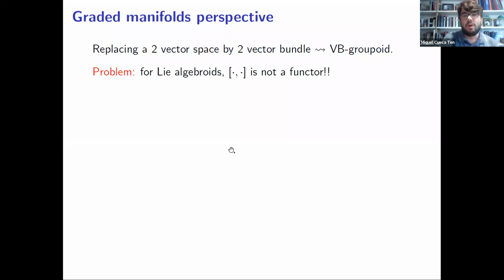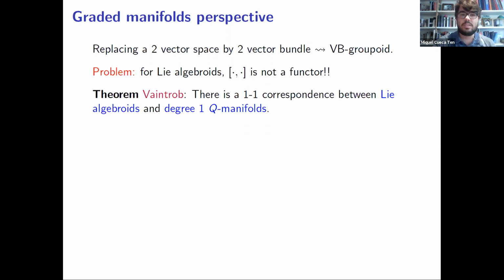But we have a problem: for Lie algebroids, the bracket is defined on sections and therefore is not a functor. So we spent a lot of time trying to see how to solve this problem. And then we showed that what we need is to think of Lie algebroids in another way. Graded geometry helps, because there is a one-to-one correspondence between Lie algebroids and degree 1 Q manifolds. So basically, instead of thinking of Lie algebroids as Lie algebroids, you think of them as the associated differential complex given by the Chevalley-Eilenberg differential on the weight of the symmetric algebra of your vector bundle.